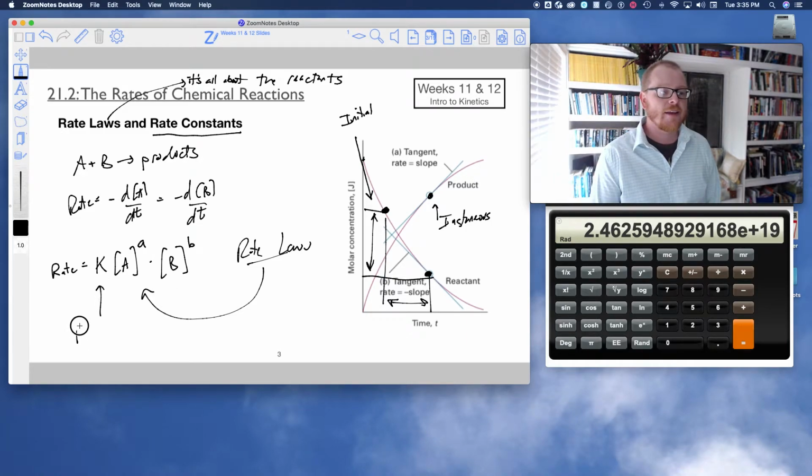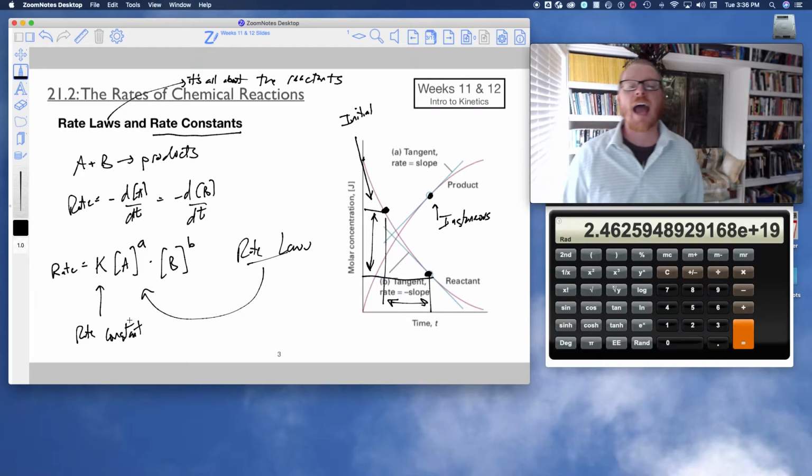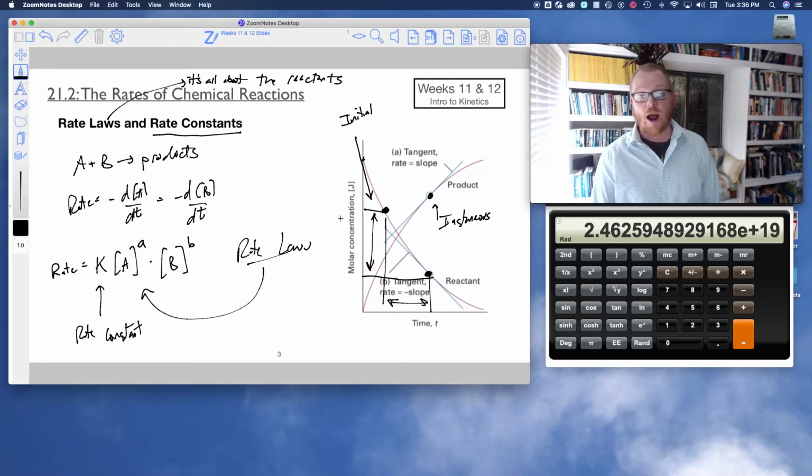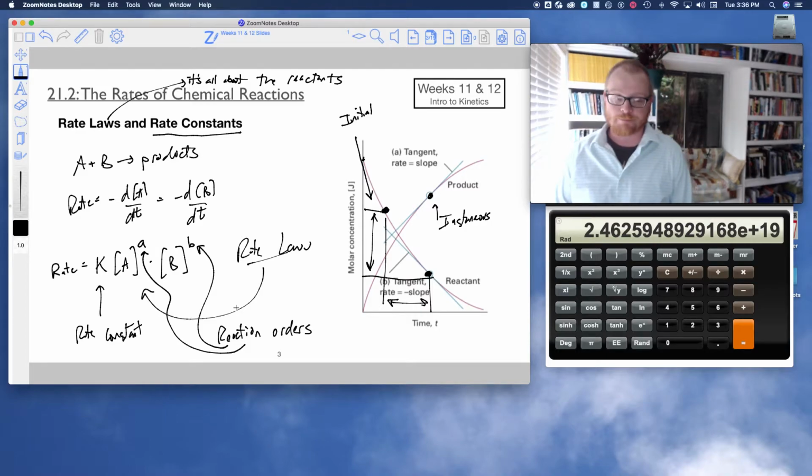So k is the rate constant. And as we shall see, the rate constant has the same value throughout the entire reaction. So it's basically a proportionality constant for rate and concentration, okay? And then finally, those little superscripts that I put up there are what's called the reaction orders, okay? So that would be the reaction order of B, and that will be the reaction order of A.